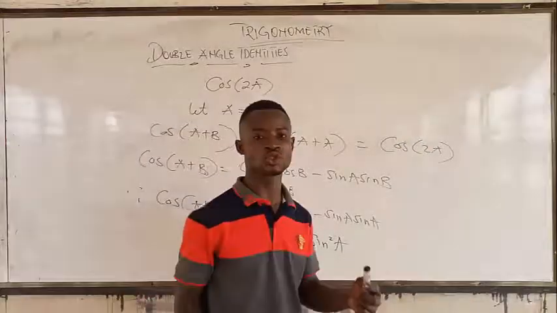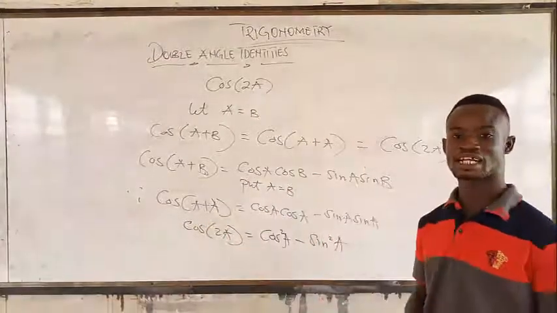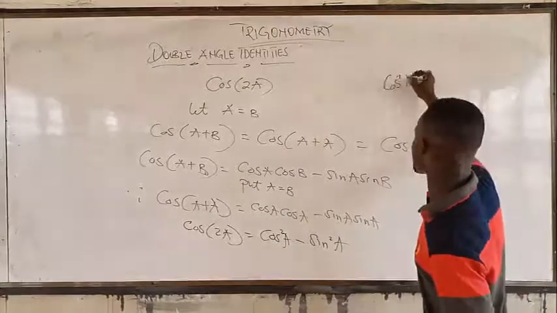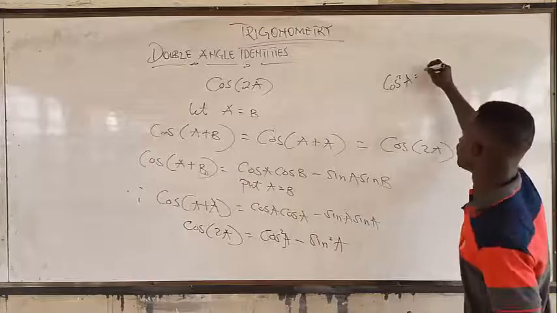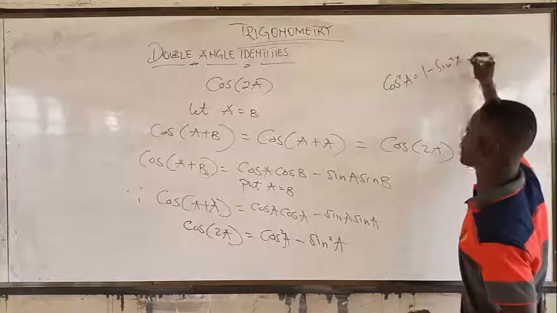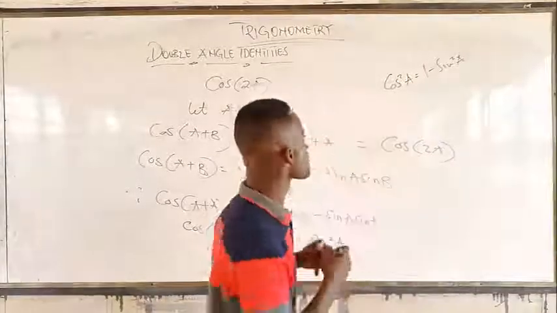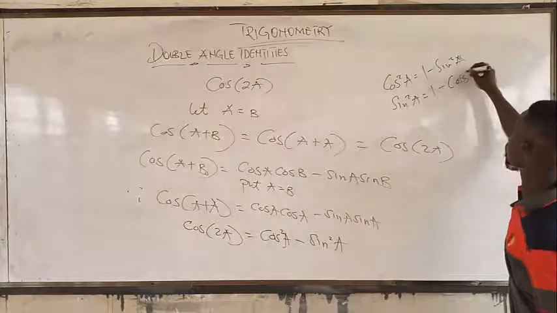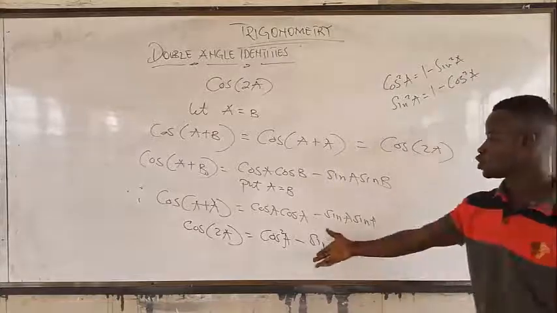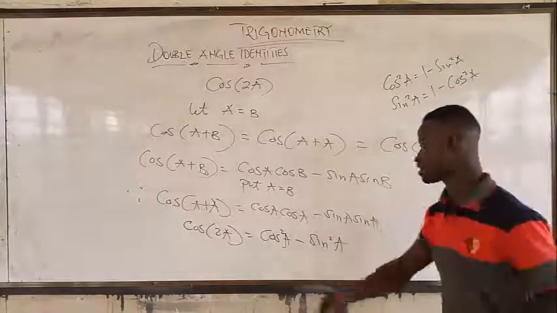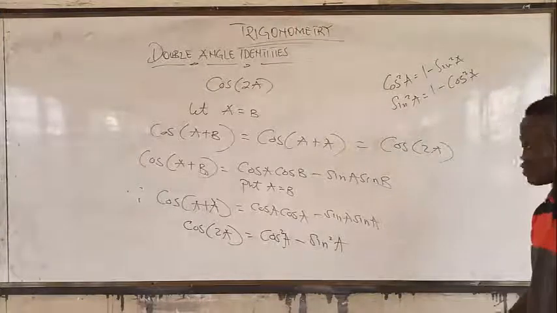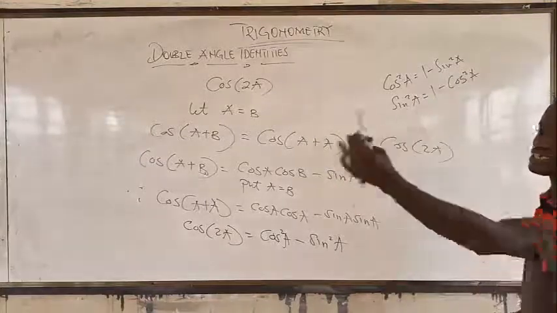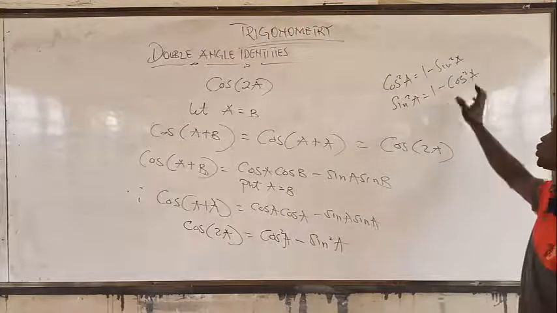Don't forget that two other useful forms of this identity can be obtained by substituting either cos square A equal to 1 minus sin square A, or sin square A equal to 1 minus cos square A into this expression. Please don't forget, this is coming from the Pythagorean identity: cos square A plus sin square A gives you 1.